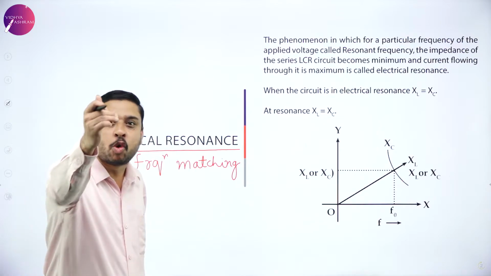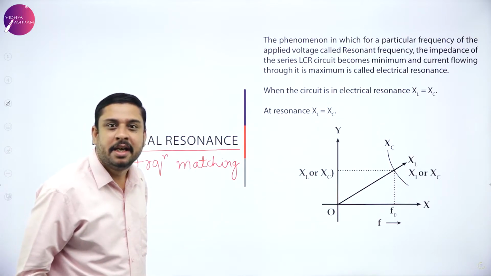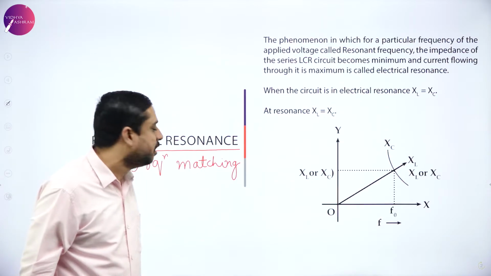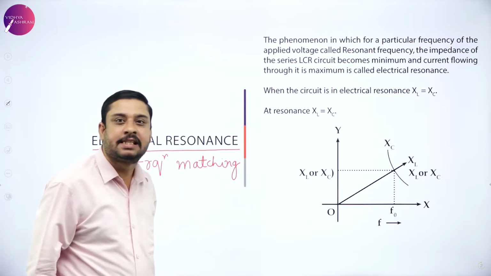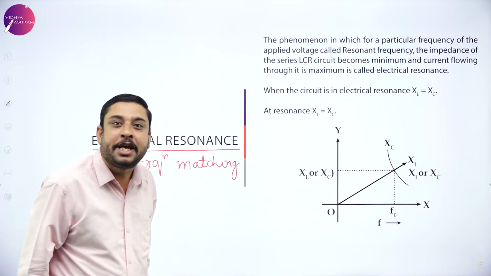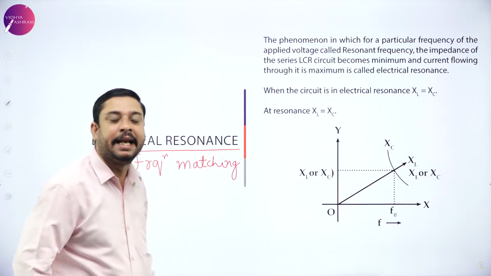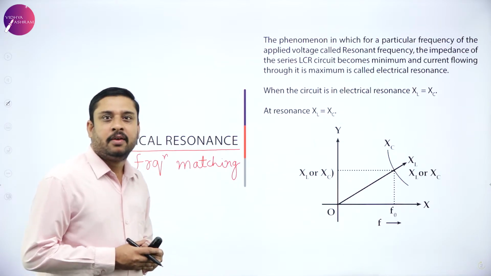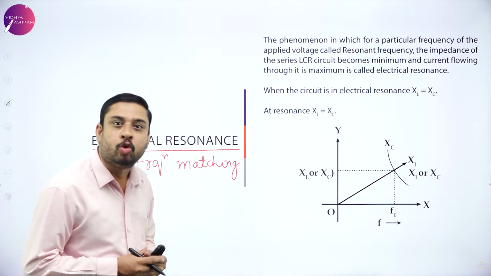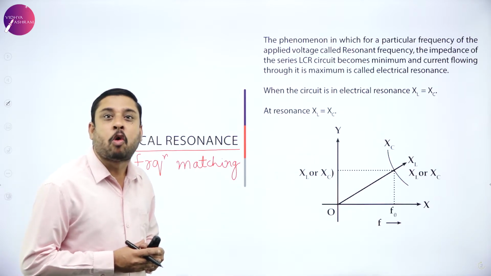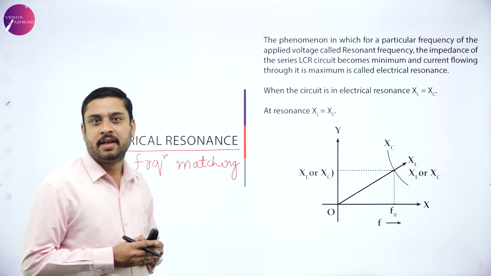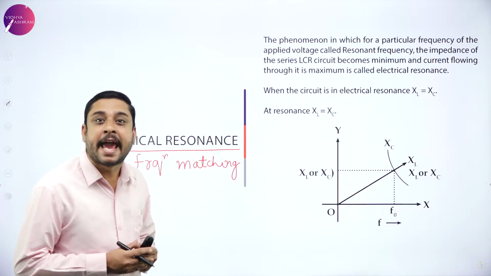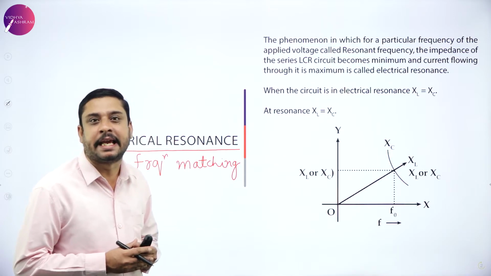You have done your sonometer experiment. You have measured the resonating length. Resonance means frequency matching. There is one more term which we commonly use called coherence, where coherence means wavelength matching.